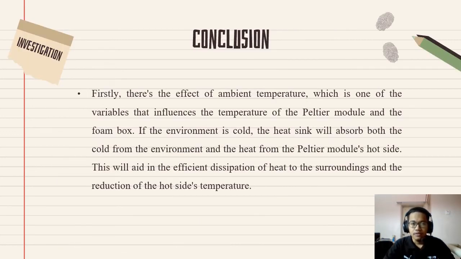The conclusion for this project. Firstly, there's the effect of ambient temperature, which is one of the variables that influence the temperature of the Peltier module and the foam boards. If the environment is cold, the heatsink will absorb both the cold from the environment and the heat from the Peltier module's hot sides. This will aid in the efficient dissipation of heat to the surroundings and the reduction of the hot side's temperature.